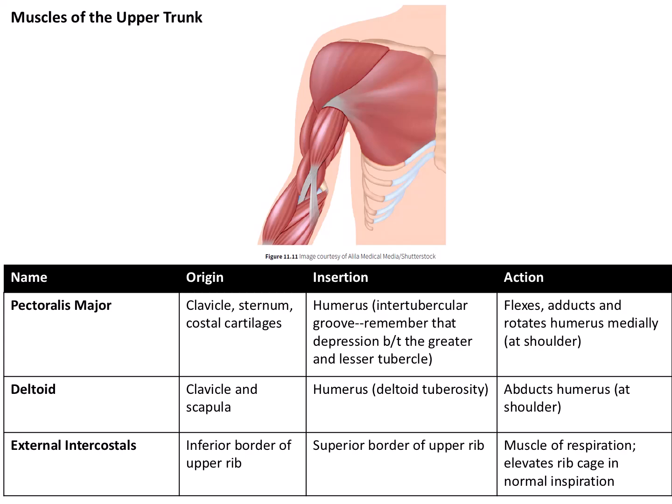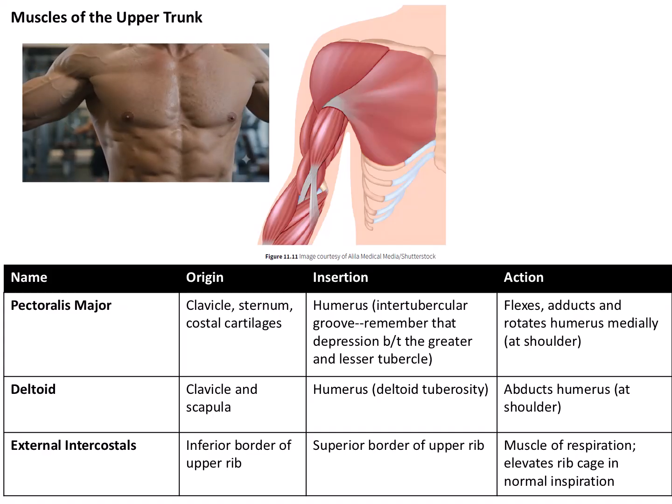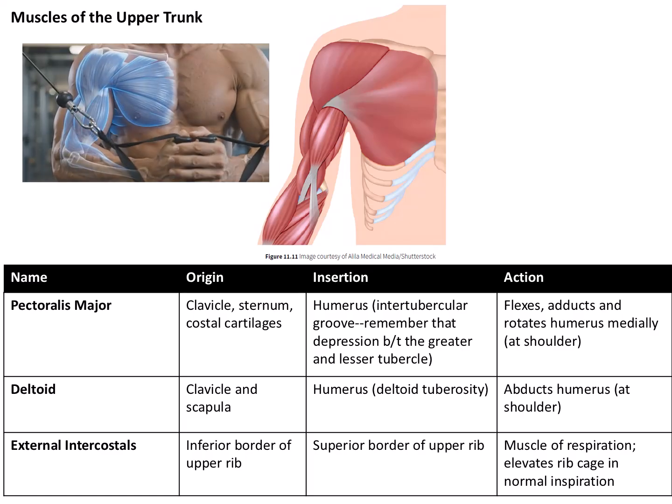This is the depression between the greater and lesser tubercle. When this muscle contracts, it causes flexion, adduction, and medial rotation of the humerus. When you hug someone, you are using the pectoralis major muscle.